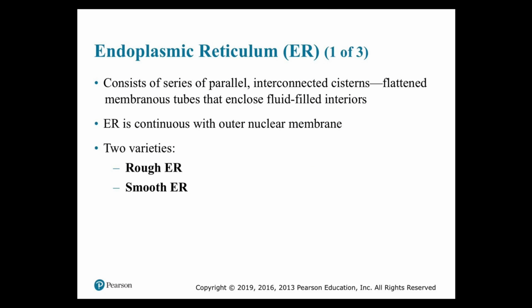Next, we're going to talk about the endoplasmic reticulum. It consists of a series of parallel interconnected cisterns, which are flattened membranous tubes that enclose a fluid-filled interior. The endoplasmic reticulum is continuous with the outer nuclear membrane. There are two types, the rough ER and the smooth ER.